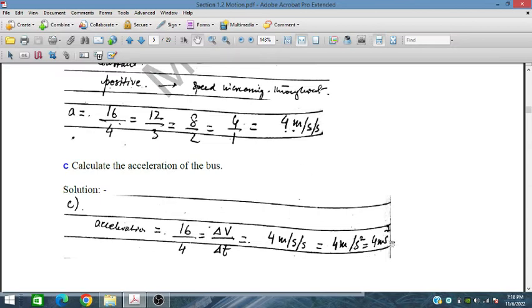Here it is the same, but in this way we can observe that the acceleration is constant throughout. At every instant the acceleration is the same. So this is uniform, constant acceleration. After every second the acceleration is the same, so this is called uniform acceleration as well.